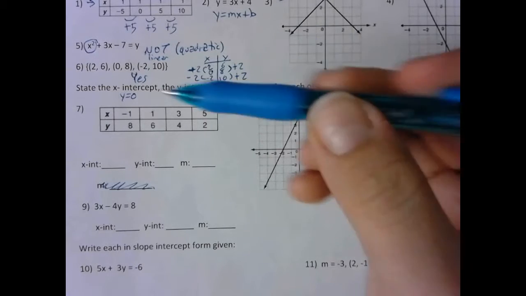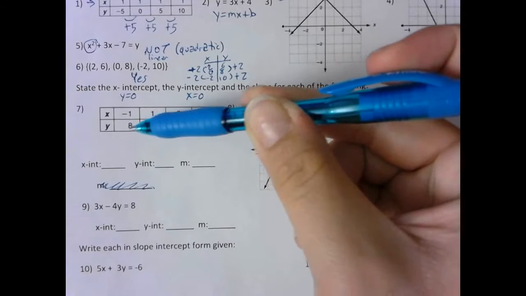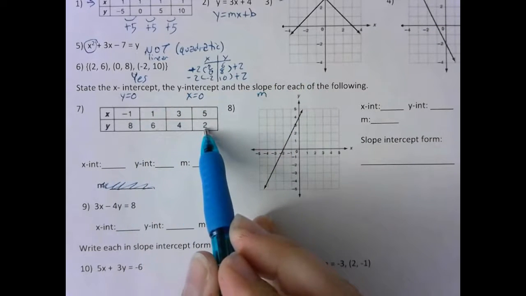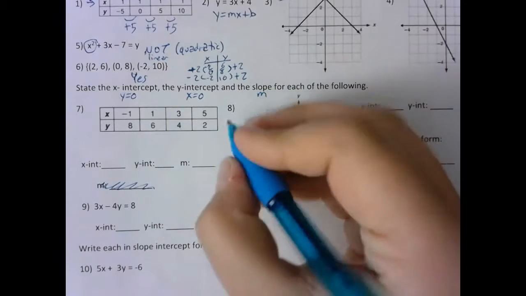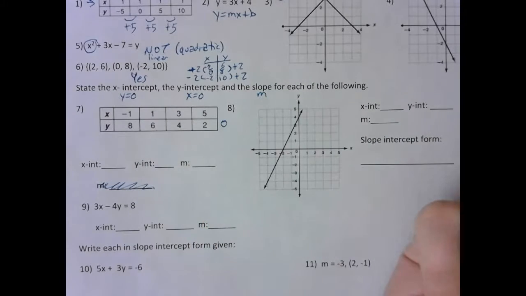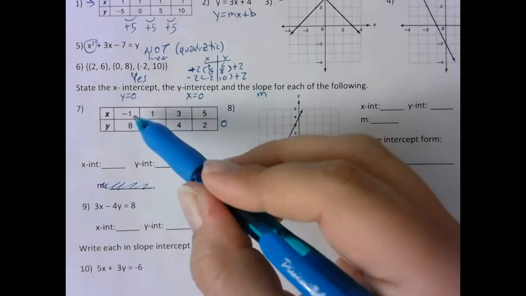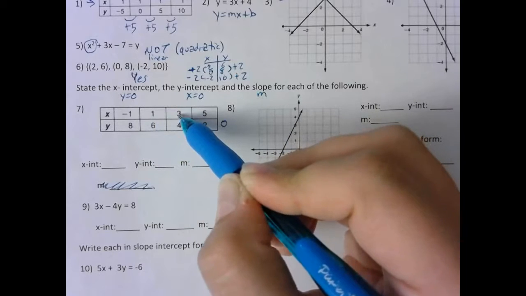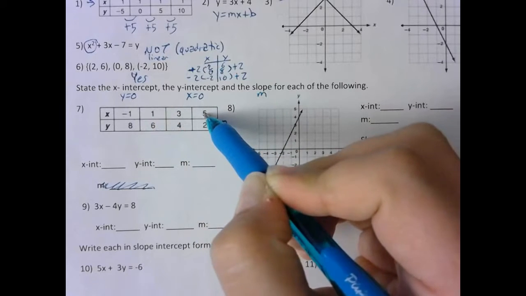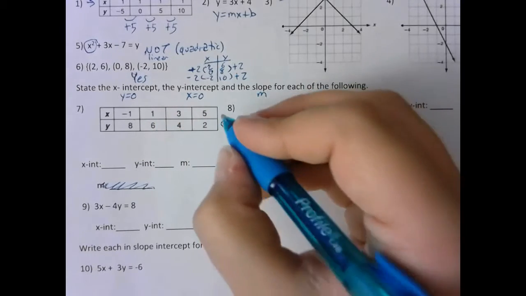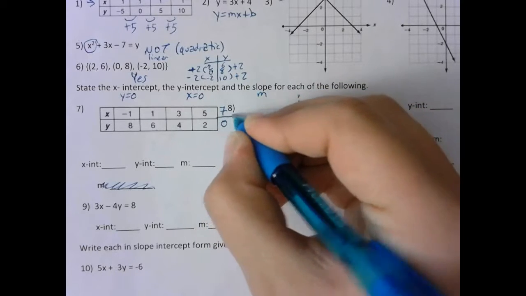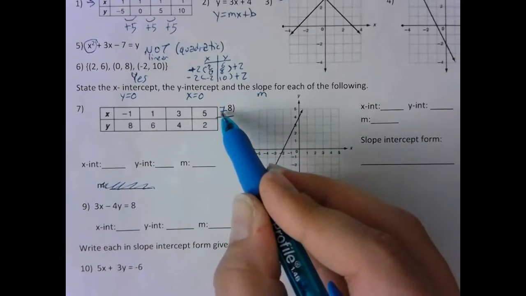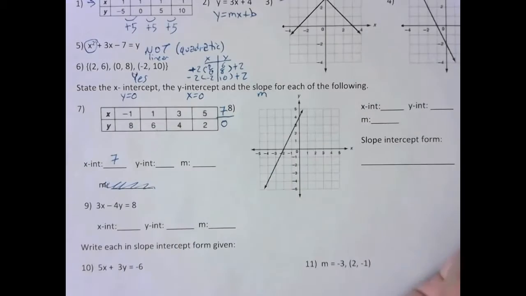So on a chart, we need to figure out where y would equal 0. Well, let's look. We have 8, 6, 4, 2. So the next number in this pattern will be 0. Let's see how the x's are changing. To go from negative 1 to 1, we added 2. 1 to 3, we added 2. 3 to 5, we added 2. So if we add 2 to 5, we get 7. That means my x-intercept, where y equals 0, is x equals 7.